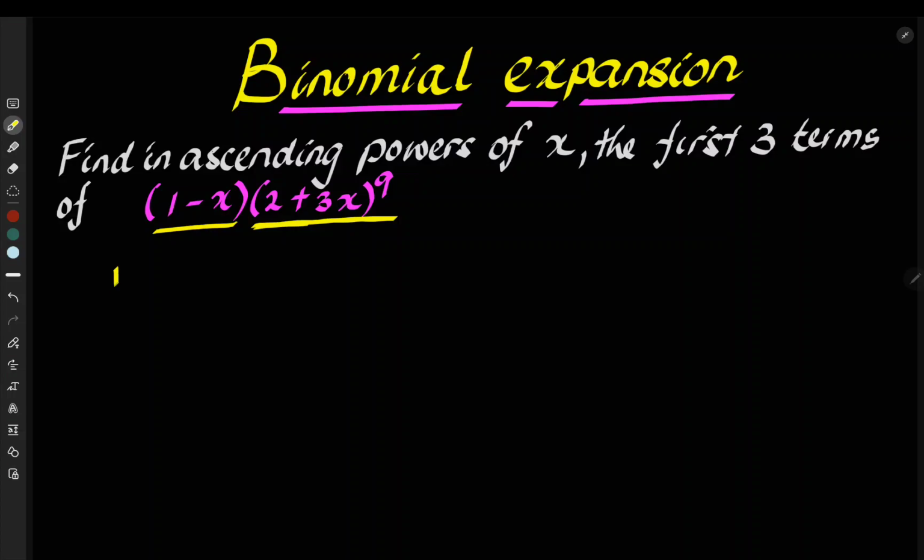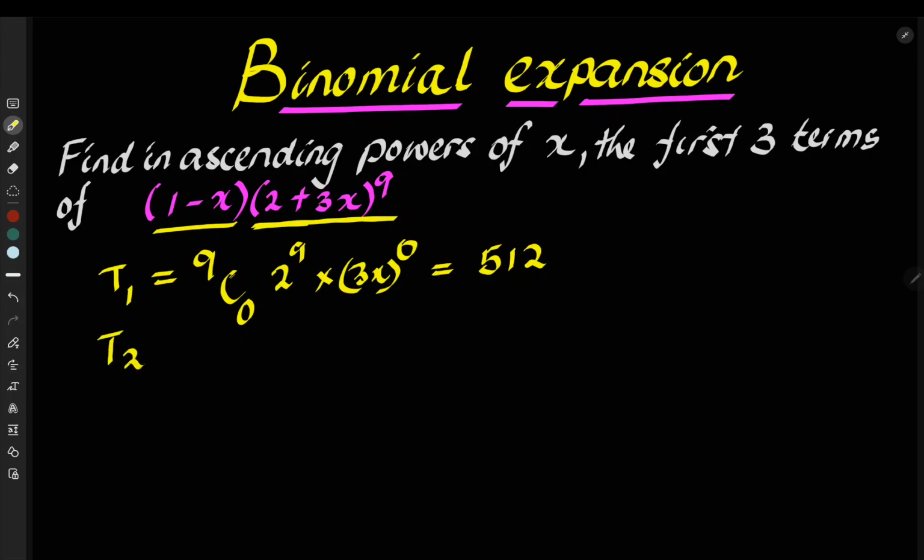And remember what we said. Term number 1 will be equal to 9, so 9 is fixed. That is our n. So 9 choose 0. Remember that the first term is always choose 0. Then our a in this case will be 2 to the power 9 minus 0, that will be 9. Then multiply by 3x to the power of 0. That will be term number 1, and this will give us 512, because 2 to the power 9 gives us 512.